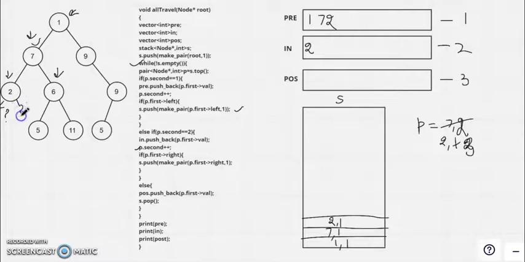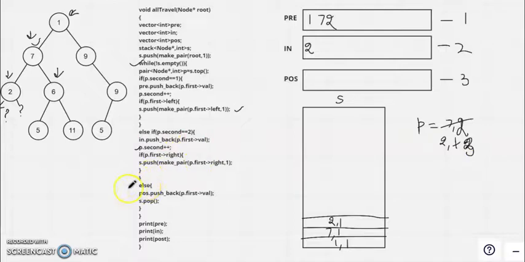No. As we see here, 2 does not have a right, 2 has a null child. Okay, so what we would do is s.push(make_pair(p.first->right, 1)), but we will not be doing this. So what will we do again? Now if we check if p.second is equal to 1, no. If p.second is equal to 2, no.